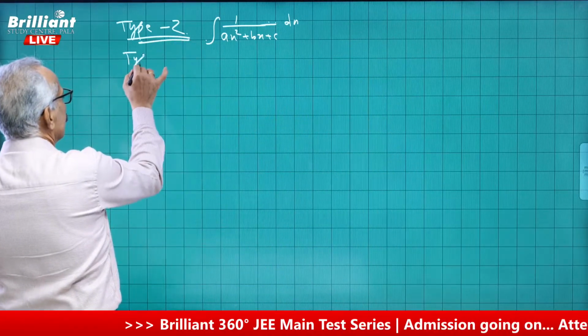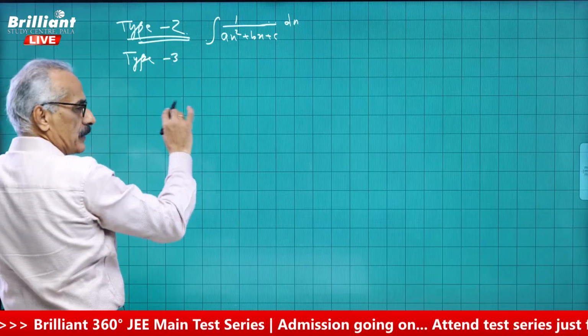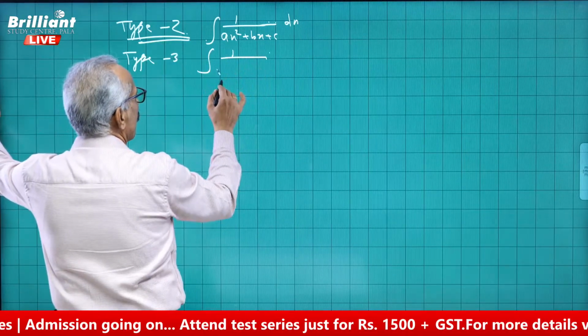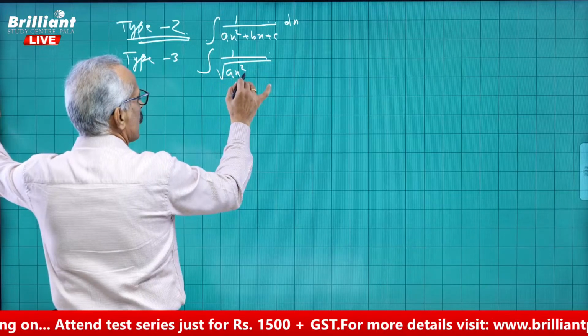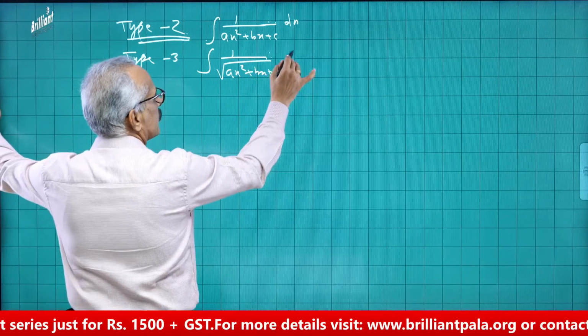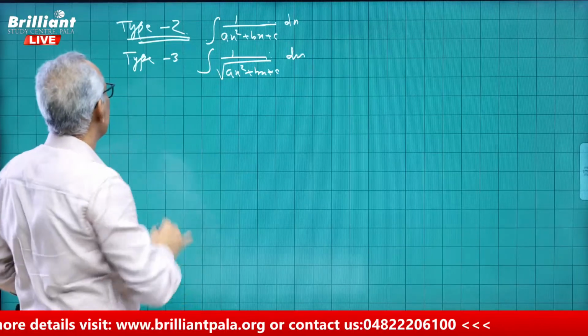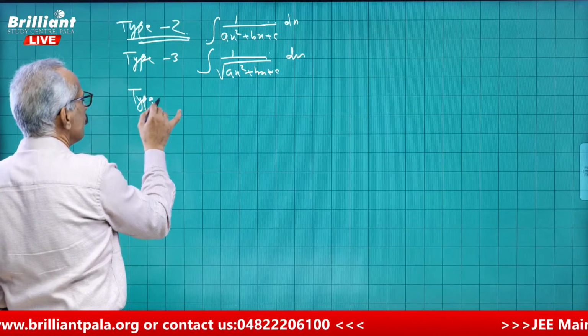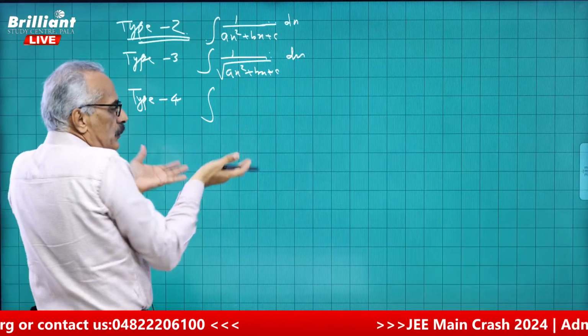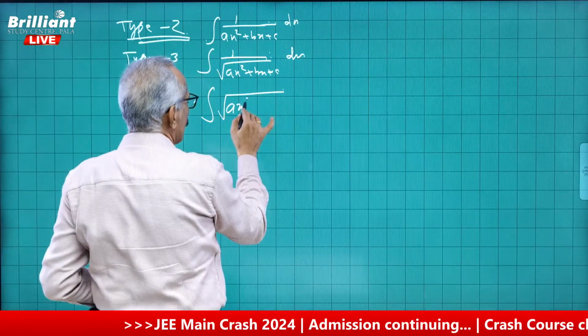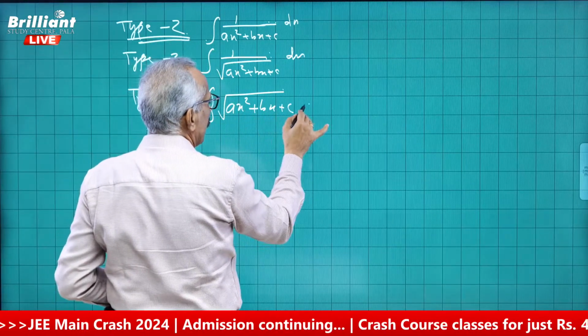Type 3, so that it is easy for you to group together. Integral 1 divided by square root of ax square plus bx plus c dx. That is, this denominator is put under the root. Type 4: integral, this root is taken up in the numerator. That is root over ax square plus bx plus c dx.